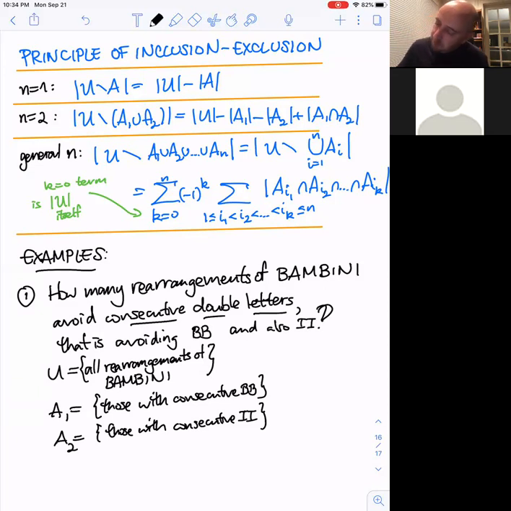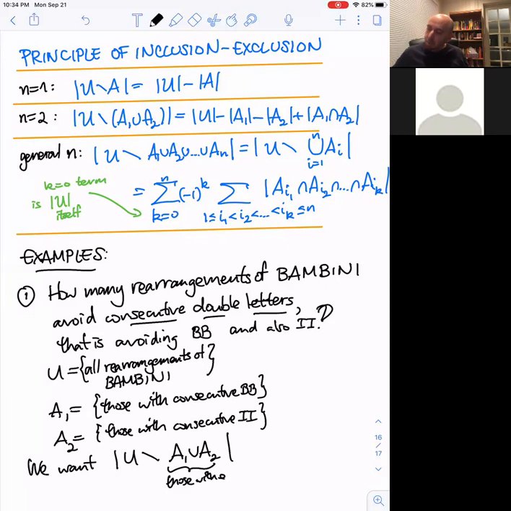So we want, I claim, the cardinality of U, but not A1 union A2, because this set is those with either or both.